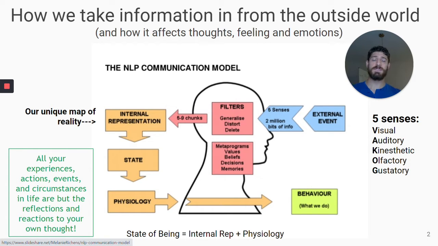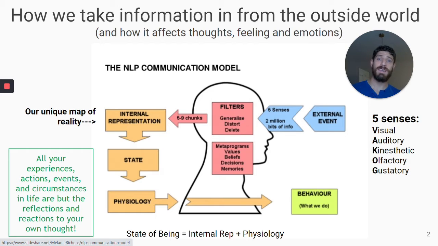values, beliefs, past decisions, past memories, and everyone's filtering system is unique to them, right? Everyone we know has had different memories, different decisions, values, beliefs, metaprograms. Metaprograms are essentially a way of thinking. So you can be pessimistic versus optimistic. You can be a towards or an away from. You can be somebody who tries to avoid pain or seeks pleasure. These are different types of ways of thinking.